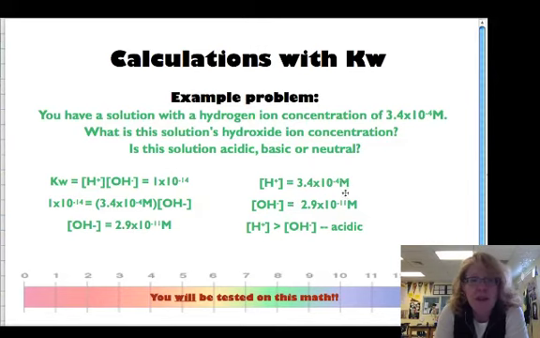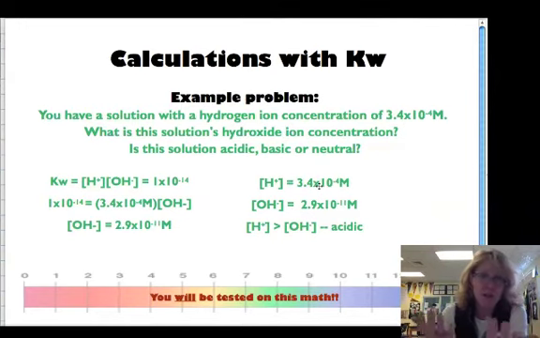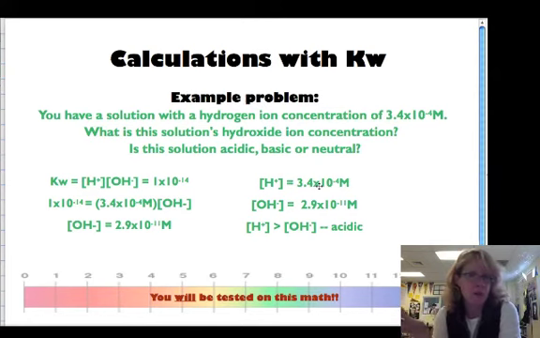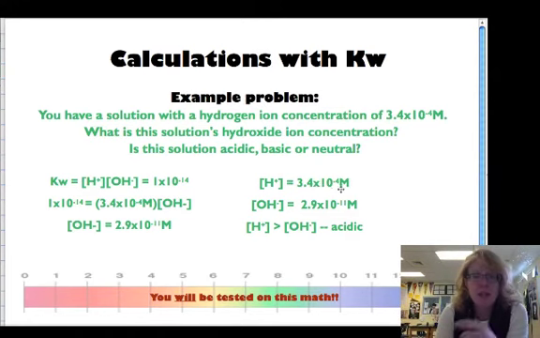So we take a look at these now. This is the second half. Is it acidic, basic, or neutral? Well, we have to know the ratio. Which one's bigger or which one's less? If they're equal, then we know it's neutral. If hydrogen's greater, then it's acidic. If hydroxide's greater, then it's basic. So we take a look at these two values. We've got 3.4 times 10 to the minus 4th and 2.9 times 10 to the minus 11th. That hydrogen ion concentration is quite a bit bigger than the hydroxide ion. Therefore, this would be an acidic solution, and fairly acidic at that.